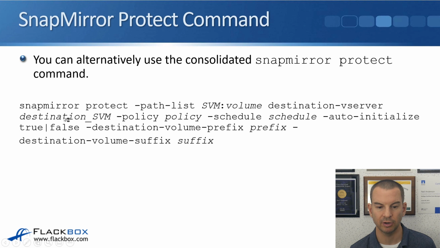Specify the destination vServer, specify the policy you're using, the schedule you're using. If you want auto initialize to be used or not, it defaults to true. You normally want to use that. And then the destination volume prefix and the destination volume suffix. So if we were doing this for our 3 volumes, vol1, vol2, and vol3, we could use the destination volume suffix of _SV for SnapVault. And on the destination side, it would create 3 volumes, vol1_SV, vol2_SV, and vol3_SV. So the SnapMirror protect command ends up doing exactly the same as when we did it in 3 different commands. It just makes it a bit more efficient because we can use one single command to do it.